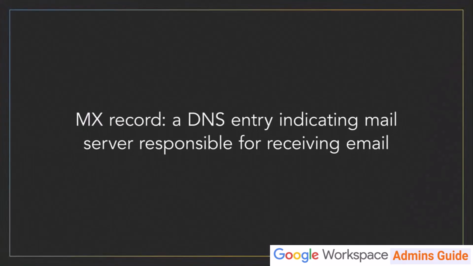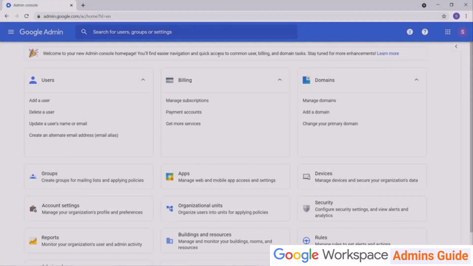An MX record, or mail exchange record, is a DNS entry that tells servers which mail server is responsible for accepting email messages on behalf of your domain. If you purchased your domain from a Google partner during Workspace signup, this has likely been done for you already. If not, let's take a look at an overview of that process.